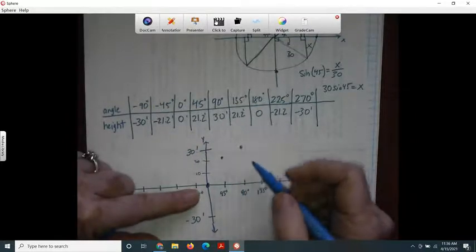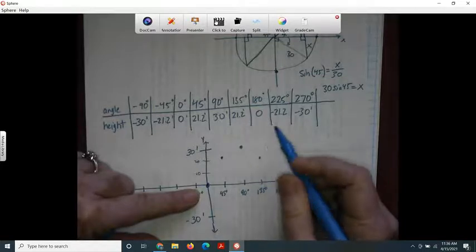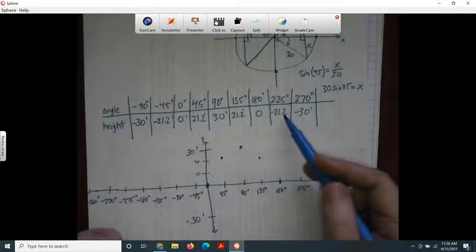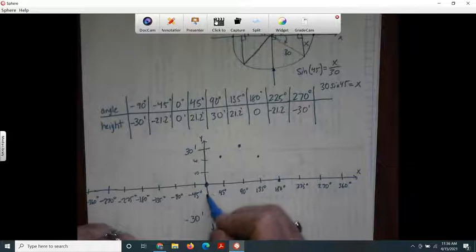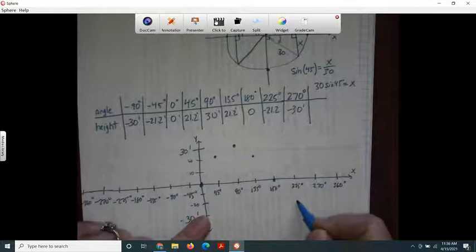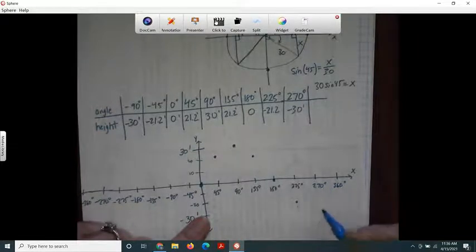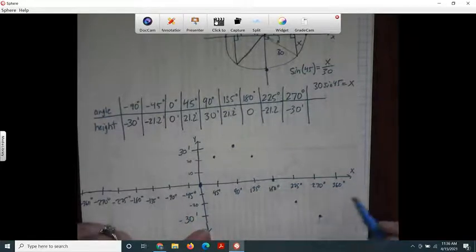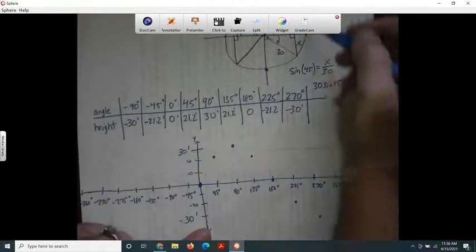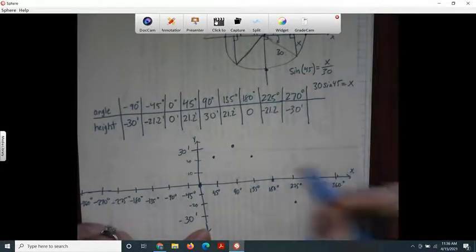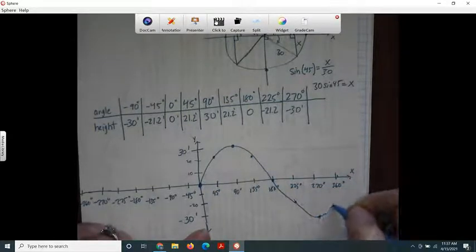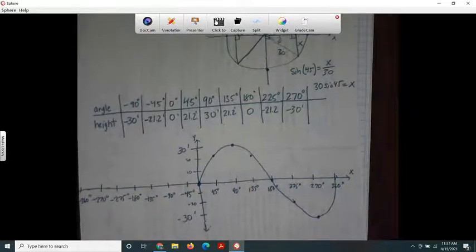180, 0. 225, negative 10, negative 20. So where are we? Right here. 270, where's 270? It's going to be negative 30. And I know if I make it keep going around and around, it'll eventually go back where it started from. So it should look like a sine curve. And so I could do the same thing. I kind of like to cheat.